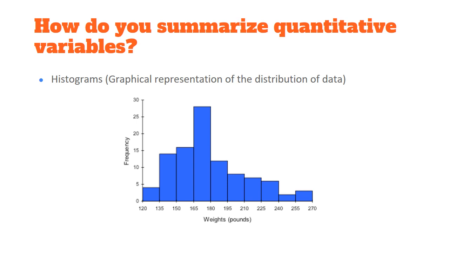How do we summarize quantitative variables? Well, typically with a histogram. A histogram is a graphical representation of the distribution of the data. This is a means by which we can provide a nice visual instead of just looking at raw numbers.